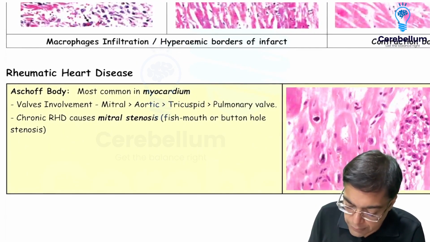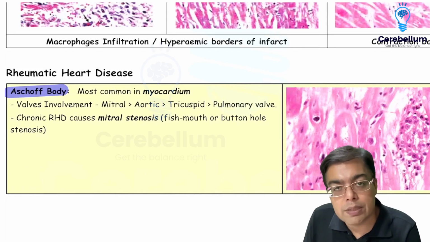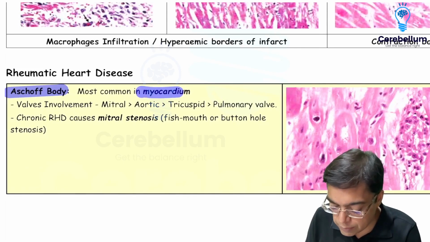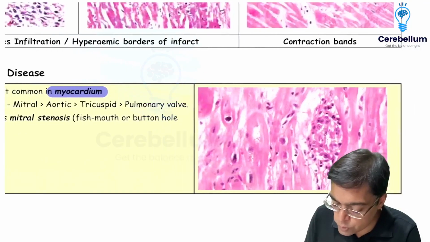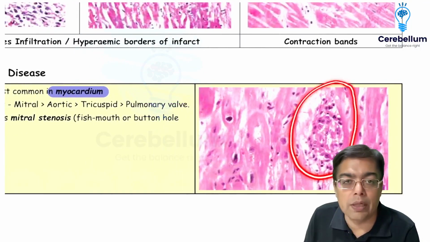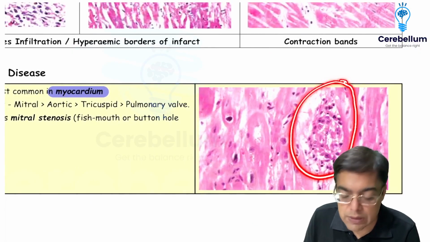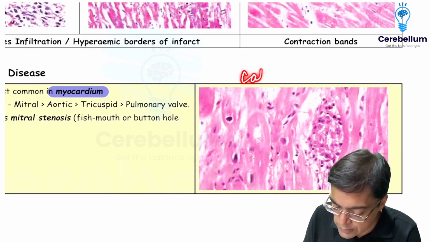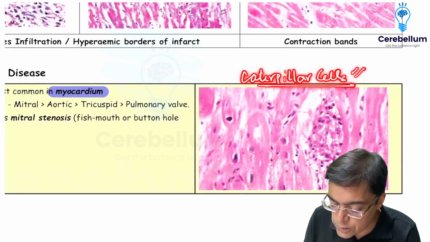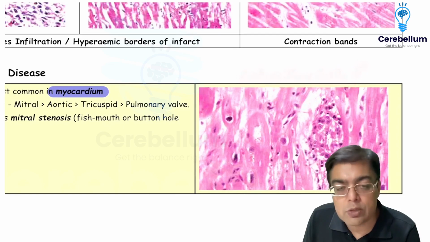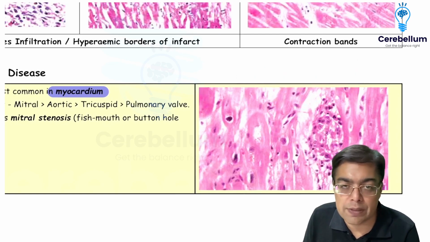The pathognomonic finding, I repeat, the pathognomonic finding of rheumatic heart disease is Aschoff body. It can be seen anywhere, but it is classically seen in the myocardium. This pathognomonic structure is what is going to be associated with the presence of fibrinoid necrosis. It is having the presence of big size modified macrophages, which are given the name of caterpillar cells. Of course, there is going to be a presence of lymphocytic infiltration as well.